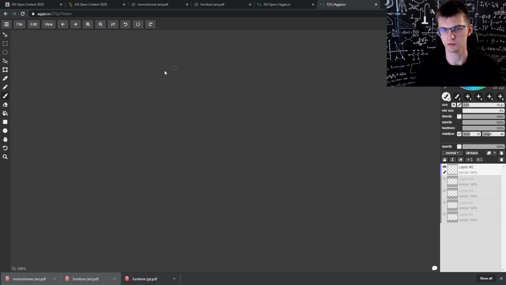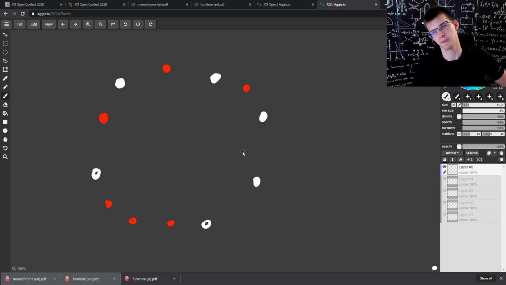So in a circle, there are white points. And they said blue or white. I will go with red. 1, 2, 3, 4, 5, 6, and 6. I need to connect them. How will I do it?